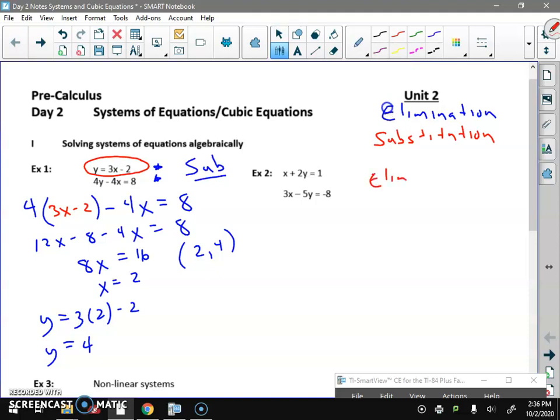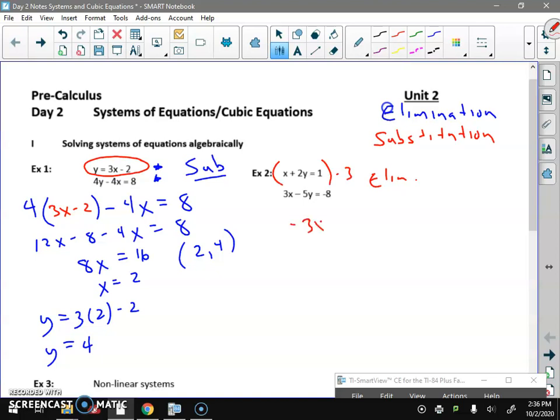Well, if I'm going to eliminate, I want to get one variable to drop out. And I've got to get the coefficients of that variable to be the same number but opposite signs. So I can do a lot of things. I can get the x's to drop out. I can get the y's to drop out. I'm going to do the easier way. Get the x's to drop out by multiplying that equation by negative 3.